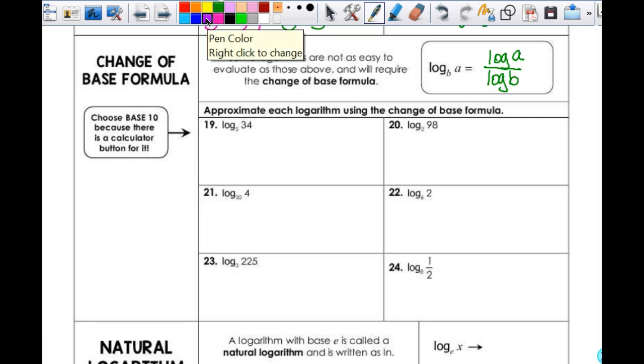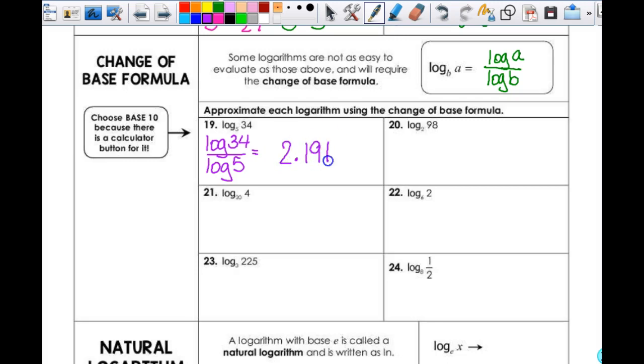So on number 19, to change this here, this is going to be log of 34 over the log of 5. And that is not something you're expected to just know. That's why you have the calculator, right? So go ahead and evaluate that to how many decimal places? 3. So you should get 2.191. Make sure that you actually get that. Okay. Everybody agree with me on that? Yes? All right. Work on 20 through 24.